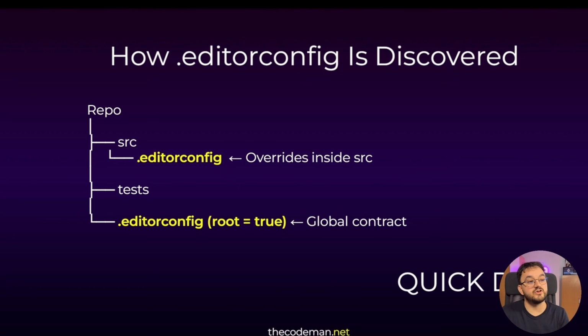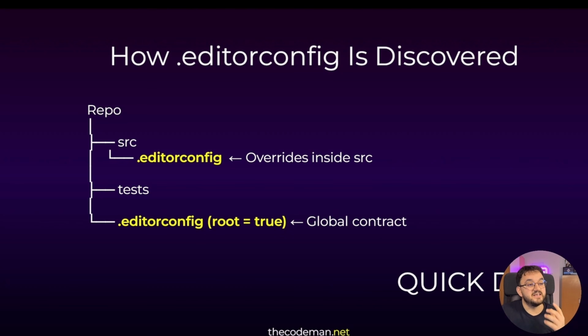Start in the directory of the file being edited. For example, in this case, this is going to be the EditorConfig file in source. Look for an EditorConfig file. If not found, or even if found, walk up the directory tree. Merge settings from any EditorConfig files you encounter and stop when you hit a file containing root equals true or the file system root. So in this case, the EditorConfig in our source folder will override the one outside source.